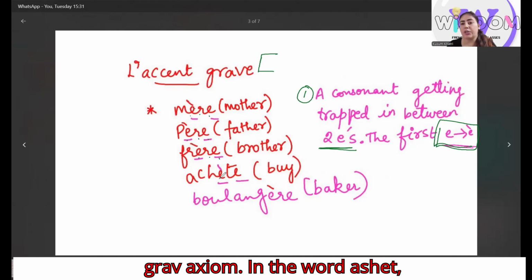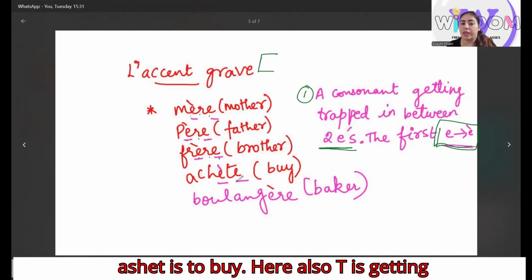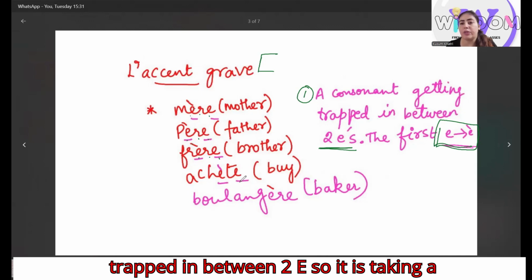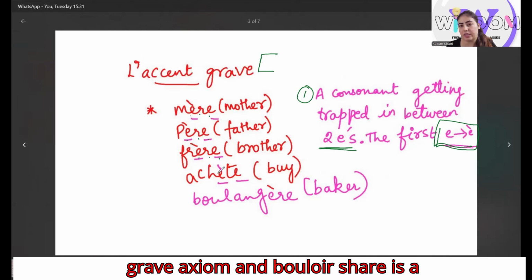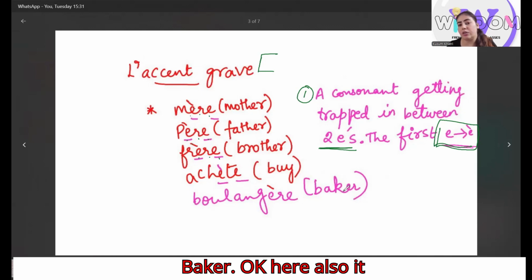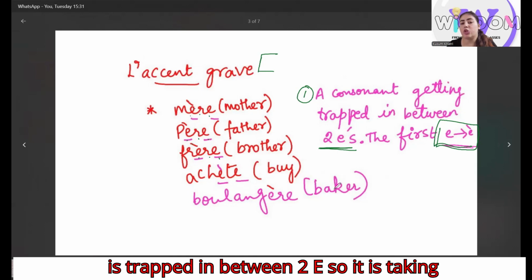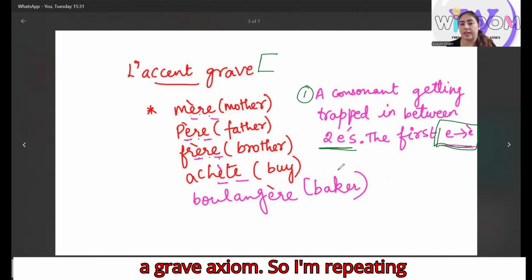In the word achète, to buy, here also T is trapped between two E's, so it is taking a grave accent. And boulanger is a baker. Here also it is trapped between two E's, so it is taking a grave accent.